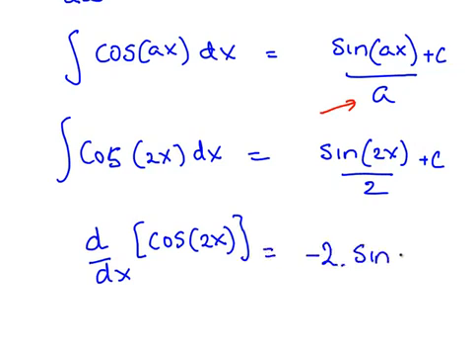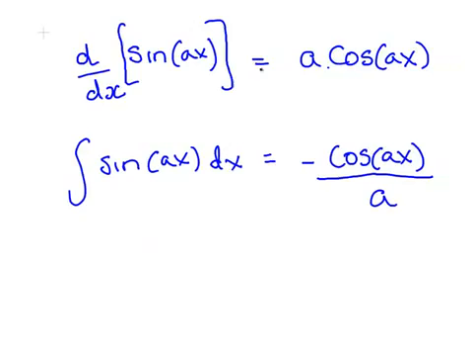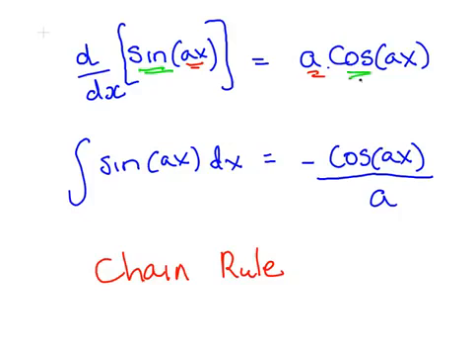Something very similar for sine of ax: the derivative is a times cos of ax. When we use the chain rule, we get a, and the derivative of sine of something is the cosine. So it's a times cos of ax. For integration, the integral of sine of ax dx with respect to x is minus cos ax over a.